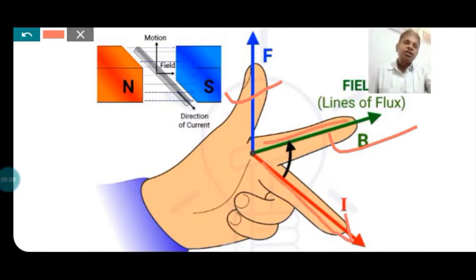The three fingers are mutually perpendicular, and the force is also mutually perpendicular, and it is expressed on the basis of the Fleming left hand rule. This fact is also illustrated in my video, which you can see given along with the slide.